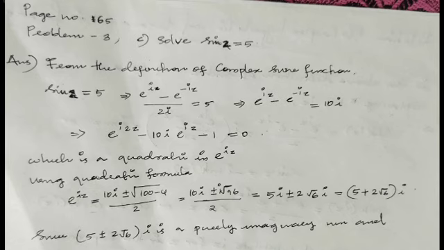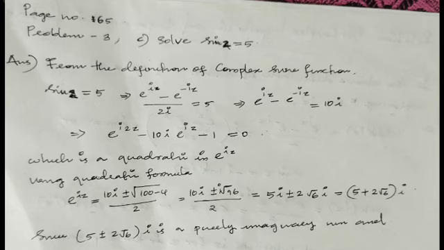In this question, given sin z is equal to 5, which implies e raised to iz minus e raised to minus iz divided by 2i is equal to 5. Then e raised to iz minus e raised to minus iz is equal to 10i. Multiplying both sides by e raised to iz and rearranging, we get e raised to 2iz minus 10i into e raised to iz minus 1 is equal to 0, which is a quadratic in e raised to iz.